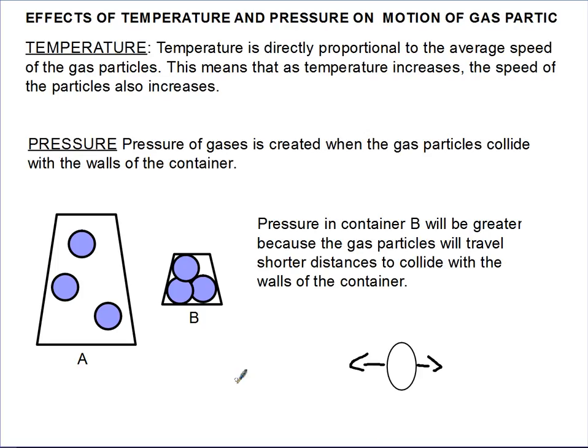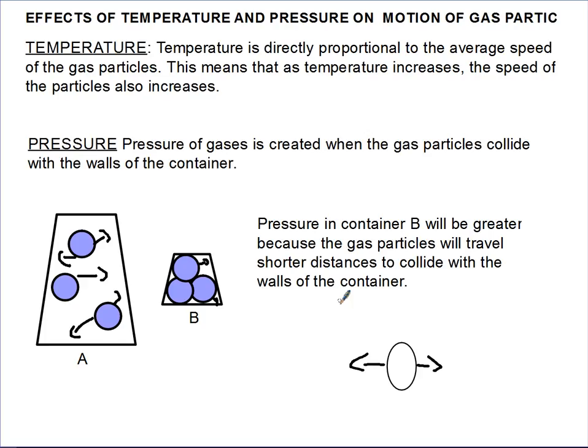Okay. Now in A, you see that these particles will have to travel longer distances before they hit their container or the walls of the container. But in B, the particles are closely packed, so they will travel shorter distances before they hit the walls of the container. So pressure in container B will be greater because the gas particles will travel shorter distances to collide with the walls of the container. Okay, so if you want to increase pressure, we normally decrease the volume.